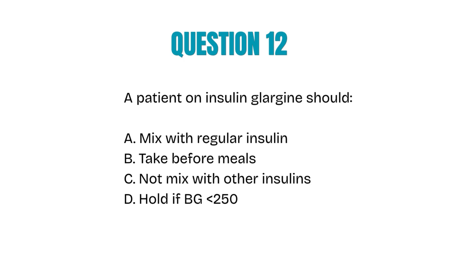Question 12. A patient on insulin glargine should A. Mix with regular insulin. B. Take before meals. C. Not mix with other insulins. D. Hold if blood glucose is less than 250.